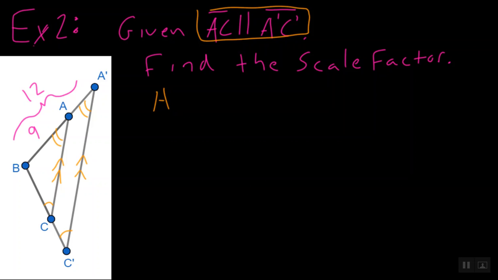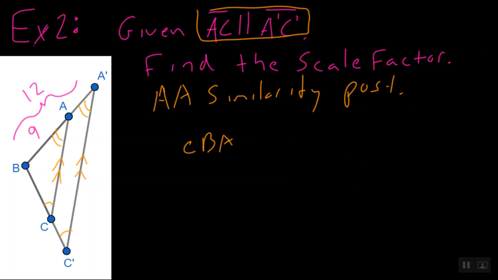And whenever we have 2 sets of congruent angles, by the angle-angle similarity postulate, remember I'll just abbreviate postulate, P-O-S-T, by the angle-angle similarity postulate, we know that triangle CBA must be similar, not congruent, similar to triangle C prime, B, A prime. Notice my letters B are both B because they're the same point, so we can't call it B prime.